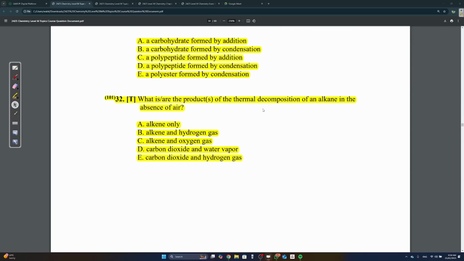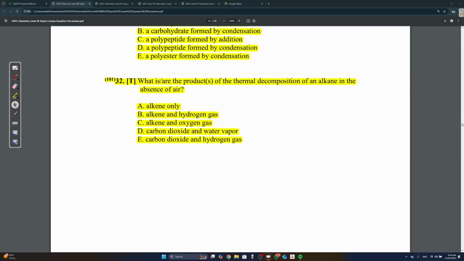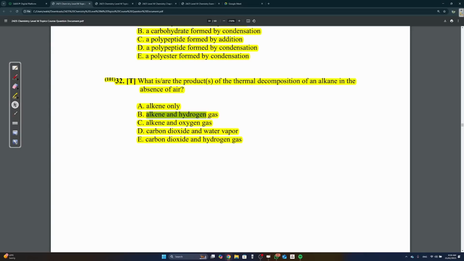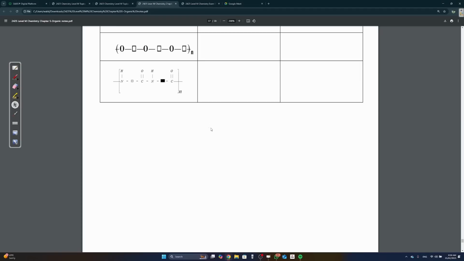What are the products of thermal decomposition of an alkane in the absence of air? In the absence of air. Look, you have no clue. First, take a look at the answers. B, alkene and hydrogen gas. Okay, makes sense. I think they're referring to cracking. What did we say thermal decomposition of an alkane was? Let's go back to our notes.